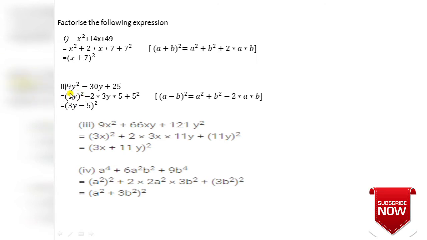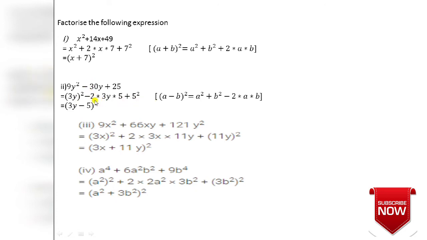Next sum we have 9y square minus 30y plus 25. First we need to understand what 9y square means. 9y square means it's (3y) whole square. So 9y square can be written as (3y) whole square. Similarly, we can write 25 as 5 whole square. So we got the value of a as 3y and b as 5.